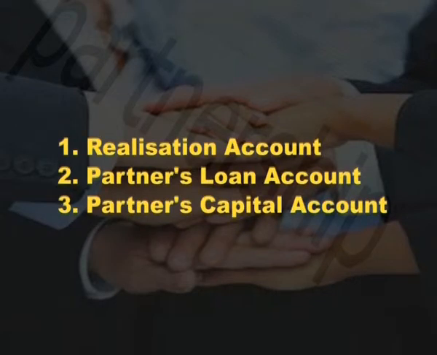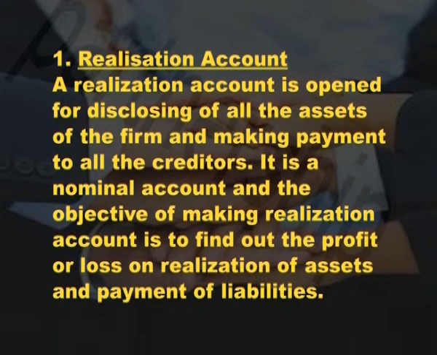In order to close the books of the firm on dissolution, the following accounts are opened in the order as given. First one, realization account. Second one, partners loan account. Third one, partners capital account. The first one, realization account.